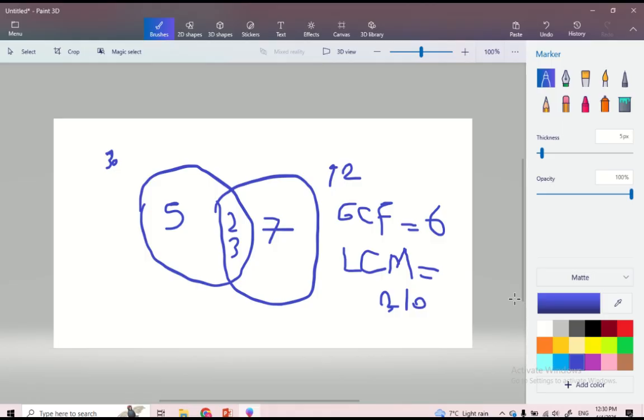As you can see, the GCF and LCM of these two numbers have a huge difference between them. And it's because the numbers are big. The bigger the numbers, the bigger the difference between their GCF and LCM.